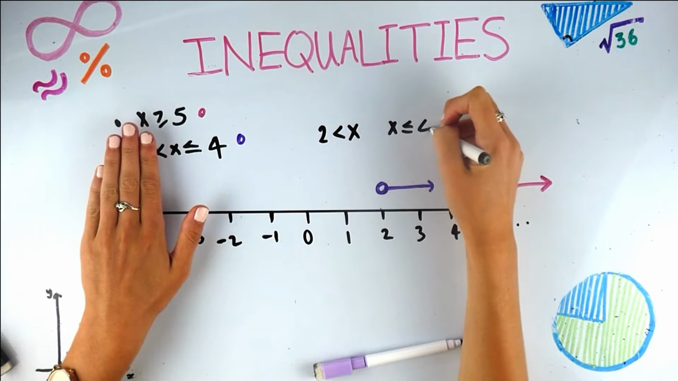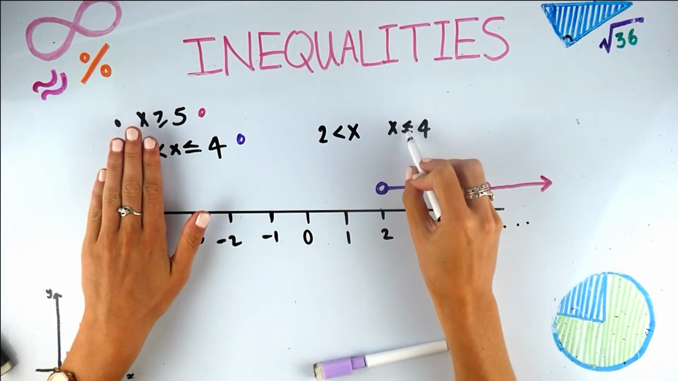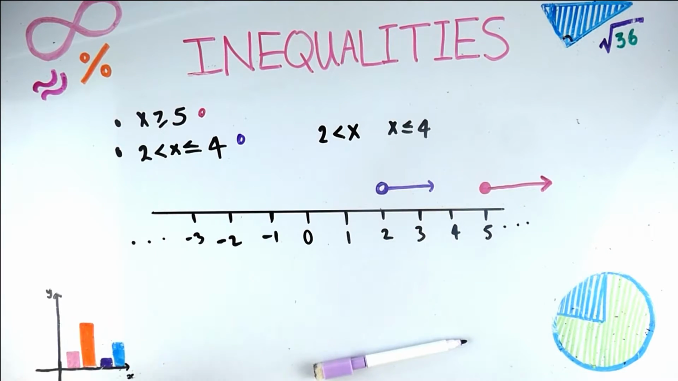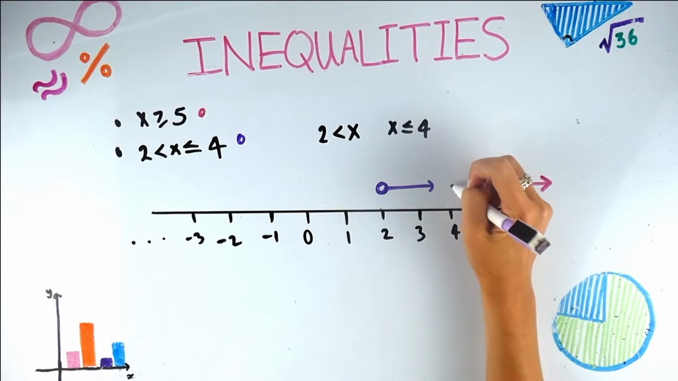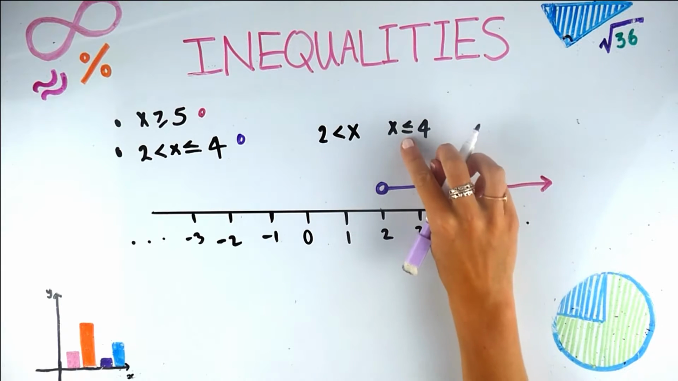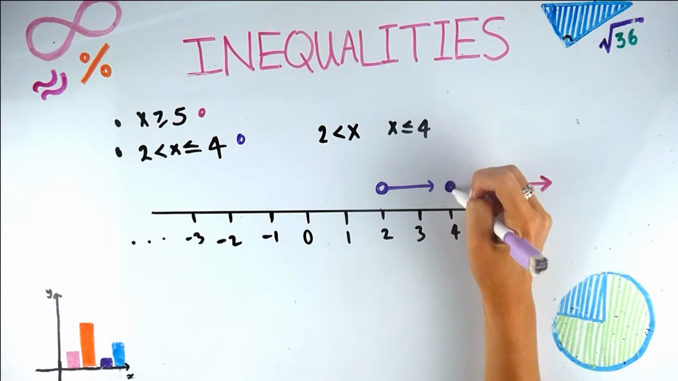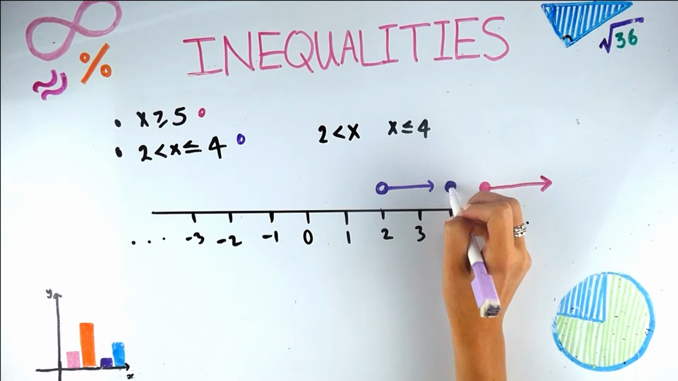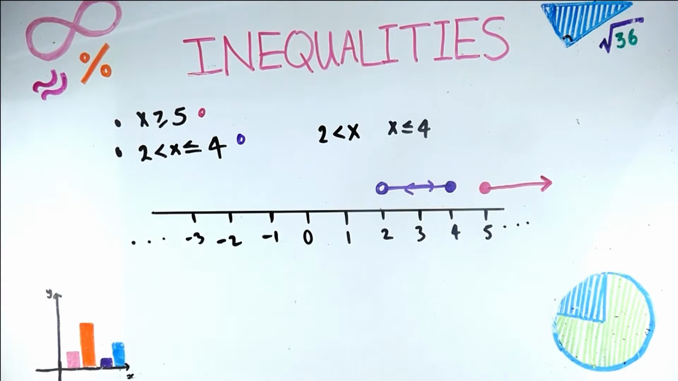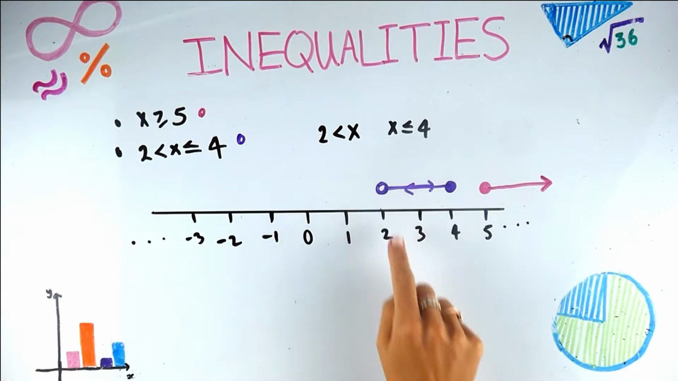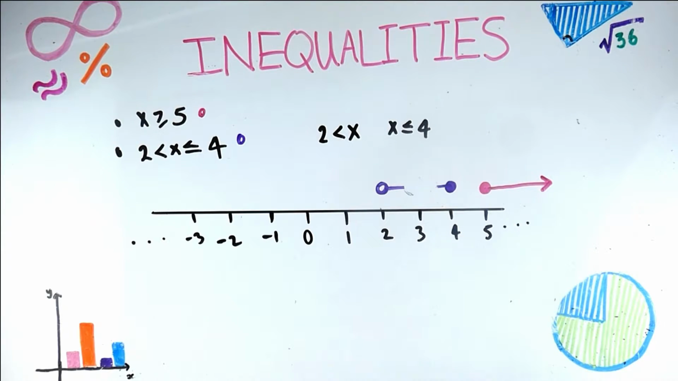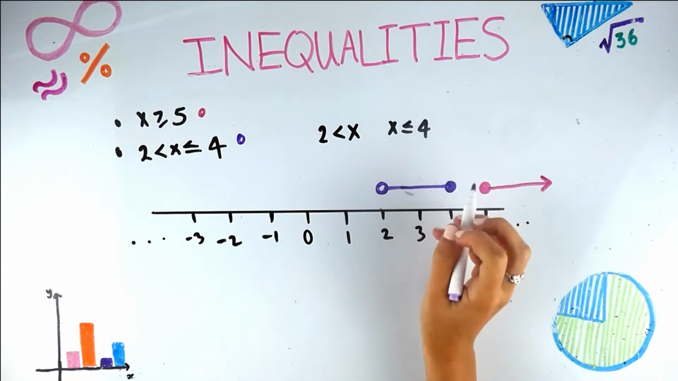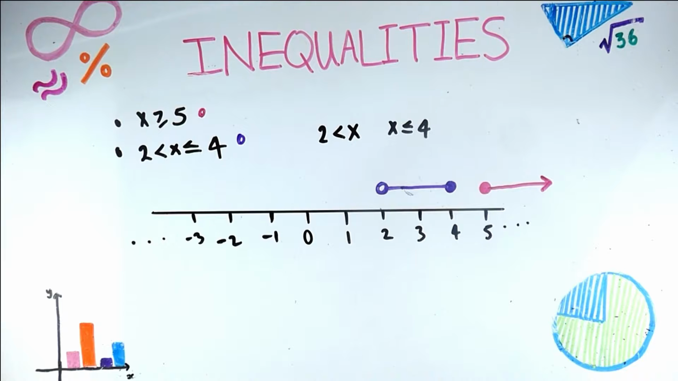X is, and it's less than or equal to because it's on the small side, less than or equal to 4. So I find 4, I draw a circle, but I know I can fill it in because it can also be 4, because it's got that equal to sign, and I take all the values this way. Okay, but obviously I'm being stopped by this one, so I can get rid of the arrows and just join these two circles up. And that's that one. So let's do another example.